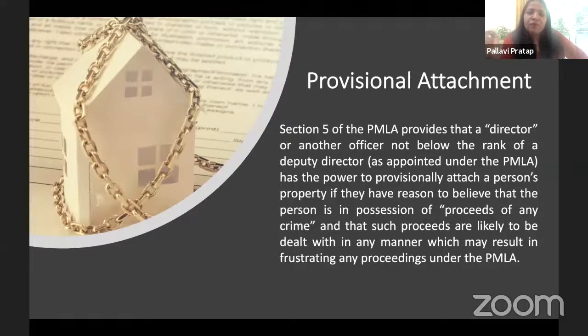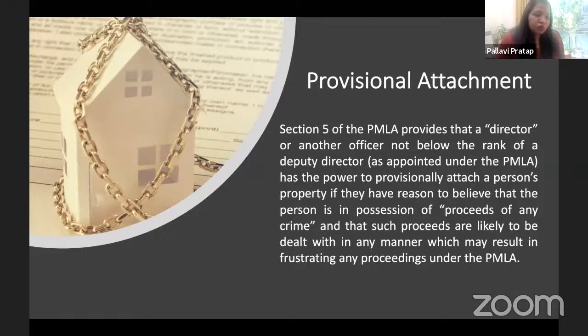Section 5 of the PMLA provides that a director or another officer not below the rank of a deputy director, as appointed under the PMLA, has the power to provisionally attach a person's property if they have reason to believe that the person is in possession of proceeds of any crime, and that such proceeds are likely to be dealt with in any manner which may result in frustrating any proceedings under the PMLA. So like I said, an attachment order can be passed if they have a reason to believe that there is a possibility that this asset was a result of proceeds of any crime.